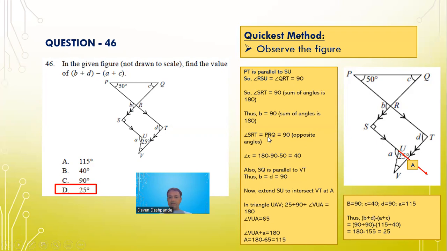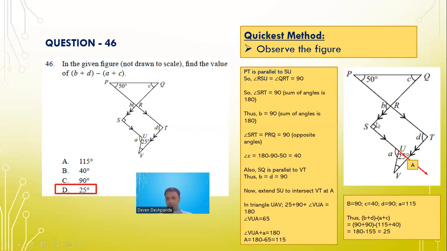Similarly, SRT is equal to PRQ, because they are the opposite angles. So if this is 90, this also is 90. So in this triangle PQR, one is 90, another is 50. So what is angle C? 90 plus 50 is 140. So angle C is 40, isn't it? Because C is 180 minus 50 minus 90, which is 40. So C is 40.